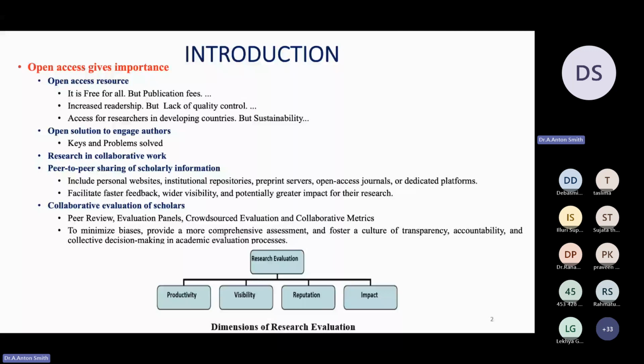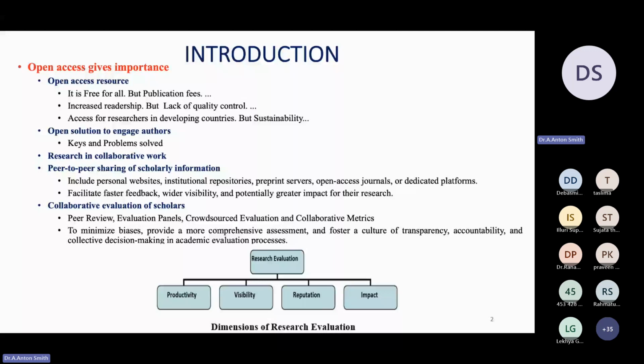Whoever comes as a reviewer may send a request form. Whoever is accepted based on the scope of the journal can then be a reviewer of that particular journal. So this evaluation panel uses collaborative metrics for a particular journal. If the evaluators are from throughout the globe, then the value of the journal also gets boosted. And in this case, the bias has to be minimized.